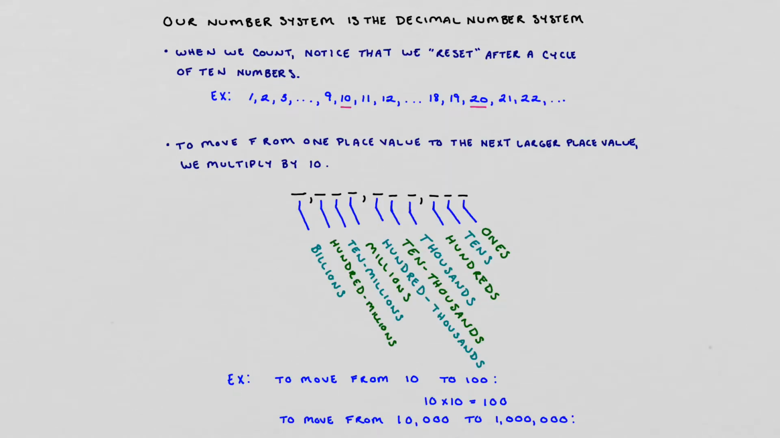Just to note, our number system is called the decimal number system, and we can pick this up when we naturally count. For example, moving from 20 to 30, notice that 20 through 29, that's a total of 10 values, and then on the next cycle, we reset to 30, and then begin to do 31, 32, all the way up to 39, and then again, after that 10th value, we reset again to 40, and so on.